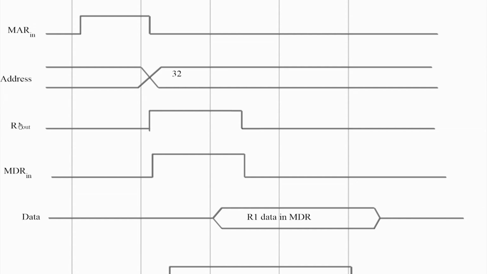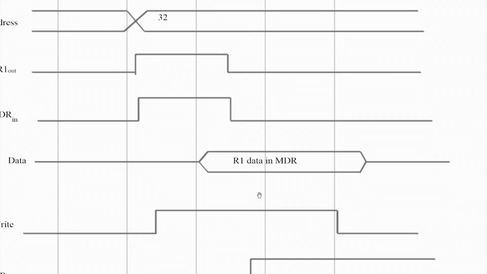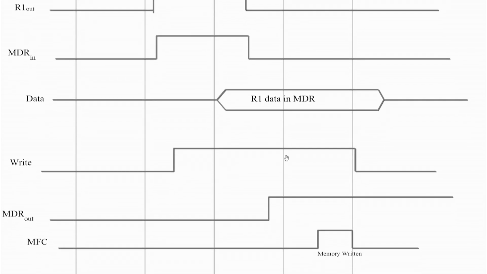So R1 out will make the value of register R1 be dumped to the bus, which will go to the memory data register, and the memory data register will write the value. That is what it is saying: the data in R1 has moved to the memory data register, which is happening in this clock edge, and this memory data register will be writing it to the memory. So the memory write signal has been made 1.